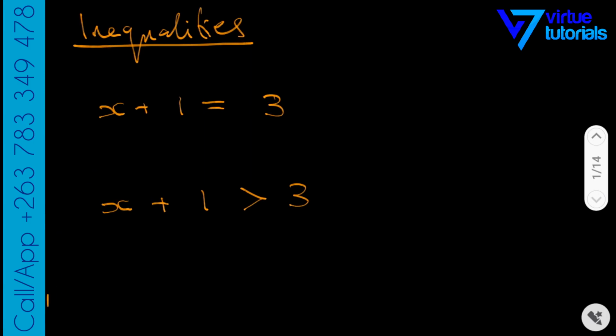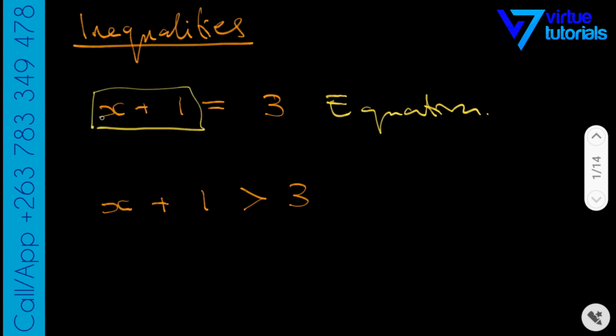Inequalities. Let's talk about inequalities. When there's inequality, it means that two things are not equal, right? Two things are not equal. Now, if you look at this statement here, x plus 1 equals 3. This is an equation. We call these things equations. An equation is a statement that says one thing is equal to another, right?